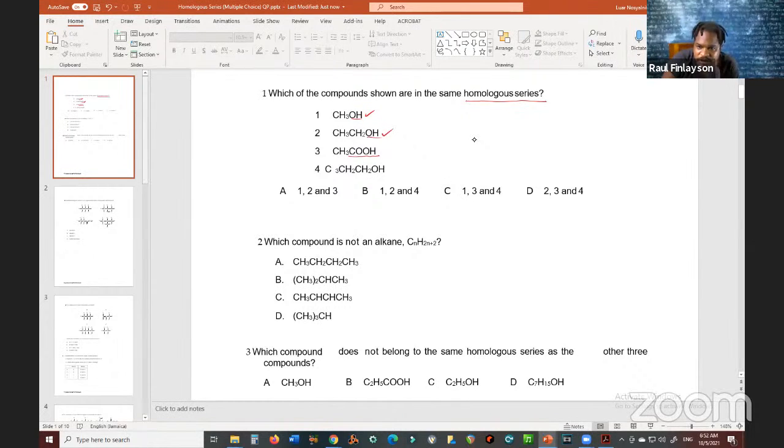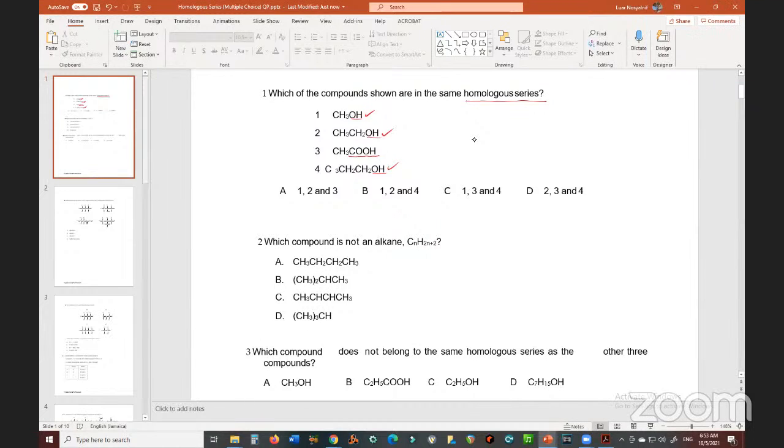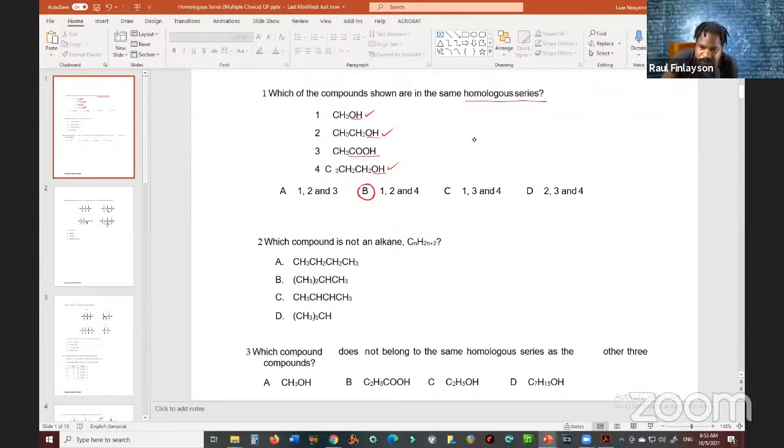So let's see this one. Number 4 says C3, CH2, CH2, OH. Again, OH, only one oxygen there. This is in the same family as 1 and 2. So you should see that answer there, right? Yes. And so clearly that answer would be B, 1, 2, and 4.